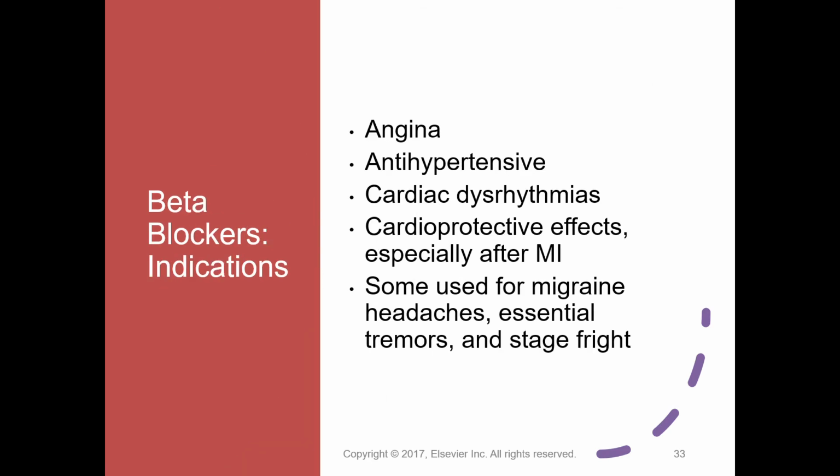What do we use beta blockers for? What are the indications? Well, we use them for what we just talked about: angina, hypertension, certain dysrhythmias, to protect the heart after a patient has had an MI, and sometimes even for migraines, tremors, stage fright. Because remember, stage fright. How does a beta blocker help with stage fright?